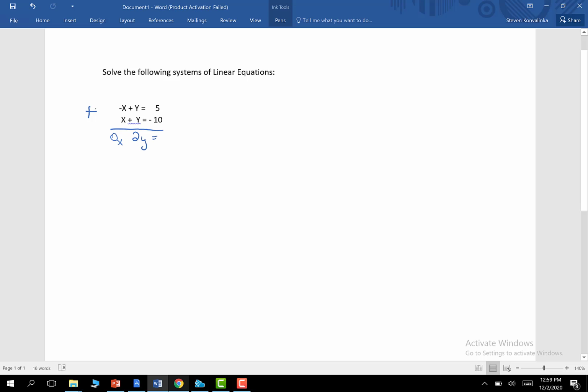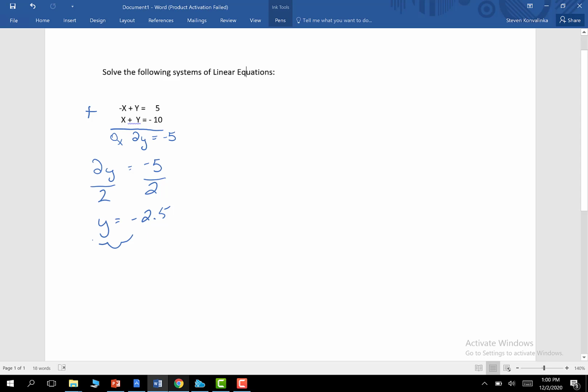And 5 plus negative 10 gives us negative 5. So through addition, we've eliminated one of those variables. Okay, so now we just have 2y equals negative 5. So our next step would be to isolate for y. We're going to divide both sides by the number in front of y, and we end up with y equals negative 2.5.